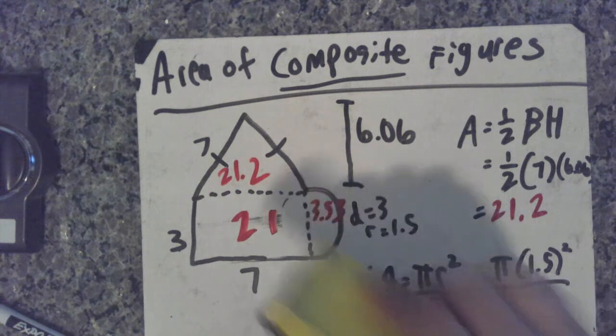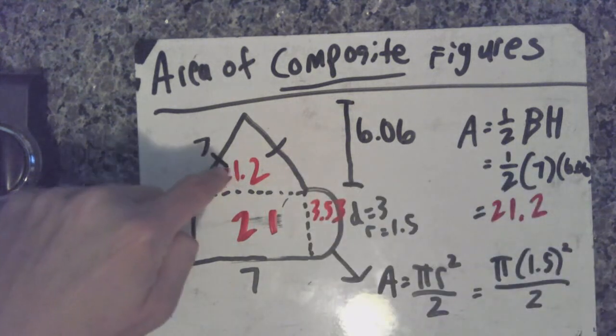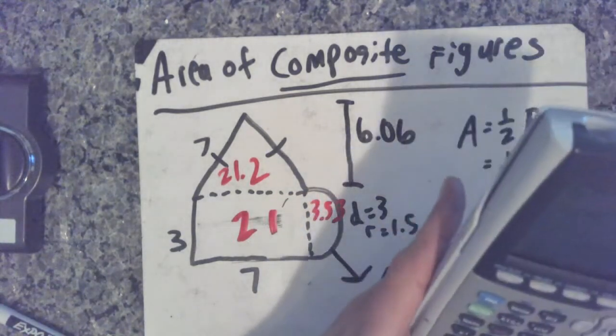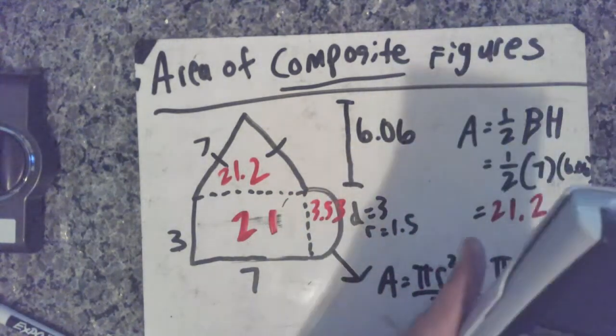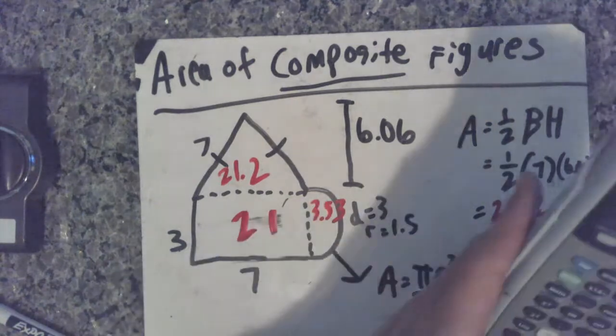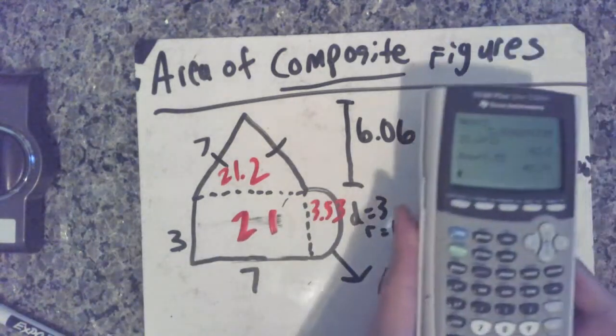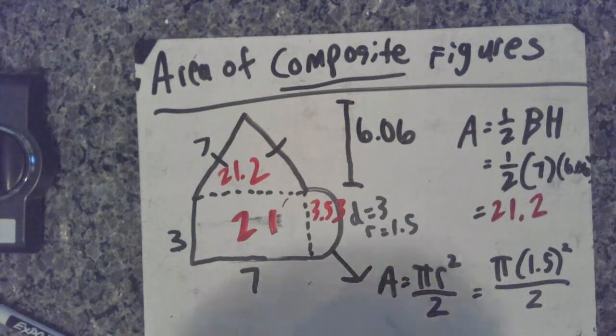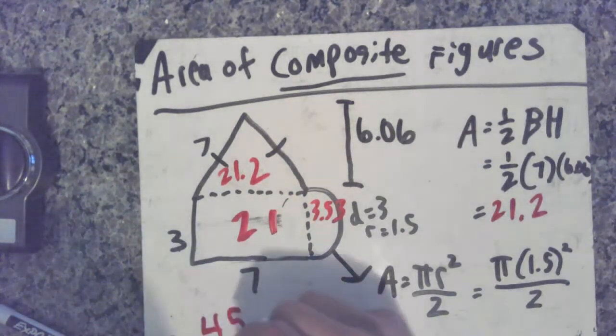Now we just got to add up. You've got 21.2, you've got 21, and you've got 3.53. So 21.2 plus 21, and then plus that 3.53. You should get 45.73, and you will go ahead and leave it like that. So this is my area, 45.73.